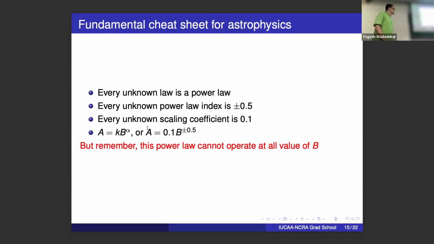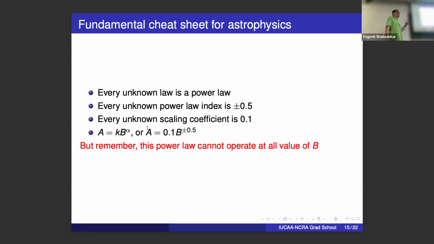Okay, so you will frequently see A is equal to K B raised to alpha kind of situations, and this K value will be 0.1 and the power law index will be 0.5 and so on. And of course, the power law index cannot operate at all values of B because it may blow up. Okay, depending on whether the index is positive or negative, it may blow up at large or small values, which may be unphysical. So it doesn't generally operate. But with this machinery, I think you can do about 80% of astrophysics. This is it. There's nothing more.